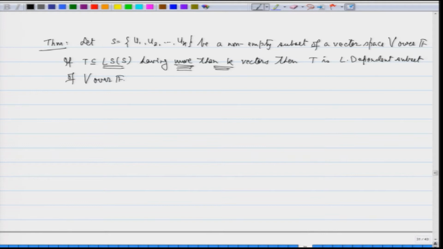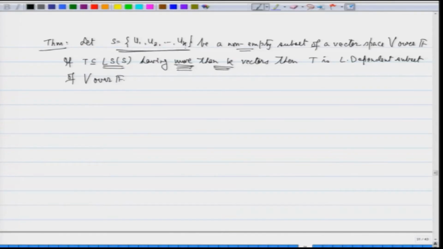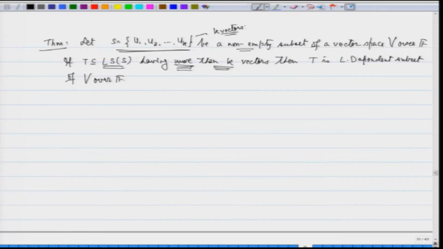So, let us try to understand what I am trying to say here. I am not saying that S is linearly independent. I am just saying that S is some set which is non-empty, all right. So, I have some set S which is non-empty. So, there are some vectors in it. There are k vectors here. Now, I am looking at the linear span of all these vectors. So, it is a subspace. So, I have a huge collection of vectors now. From that huge collection of vectors, I pick any subset T in which the number of elements is more than k.